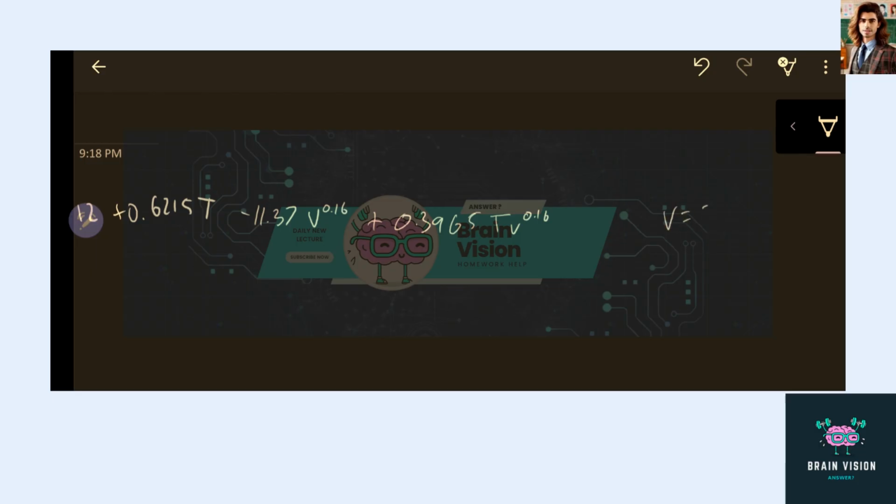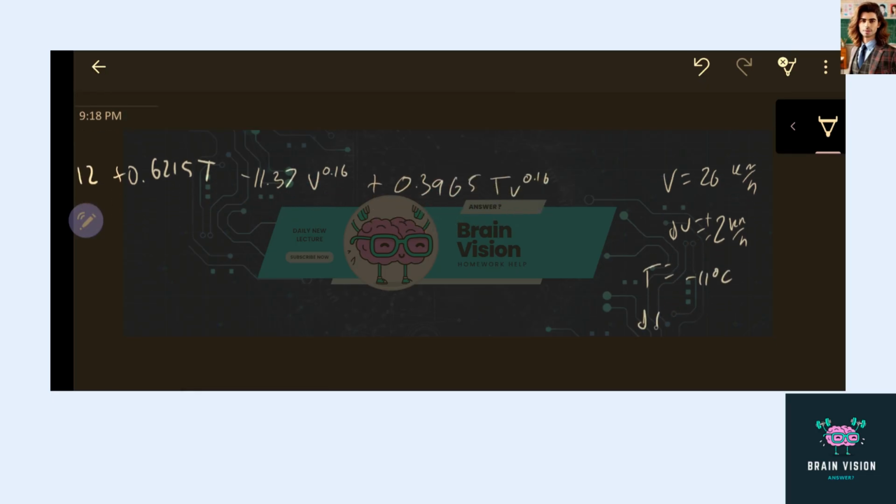So that means V is going to be equal to 26 kilometers per hour, with the possible error of plus or minus 2 kilometers per hour. So dV is going to be plus or minus 2 kilometers per hour. And then the temperature is given to us as negative 11 degrees Celsius, and the possible error, dT, is going to be plus or minus 1 degree Celsius, right?